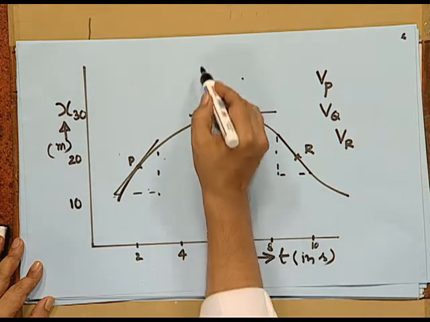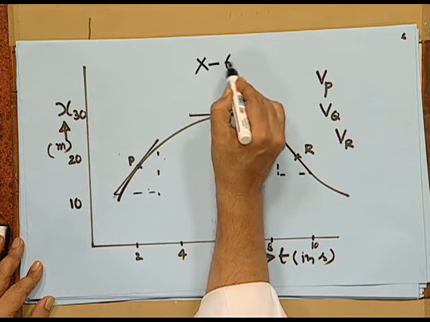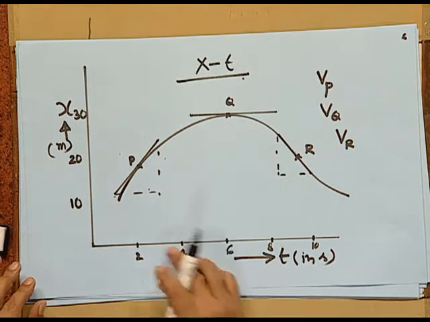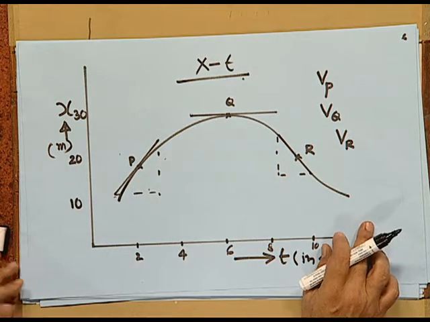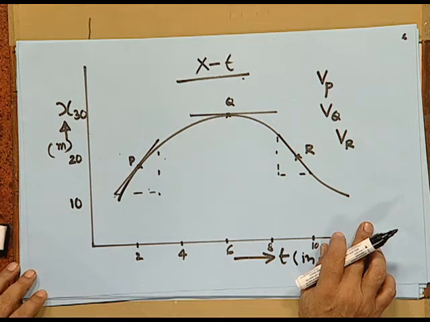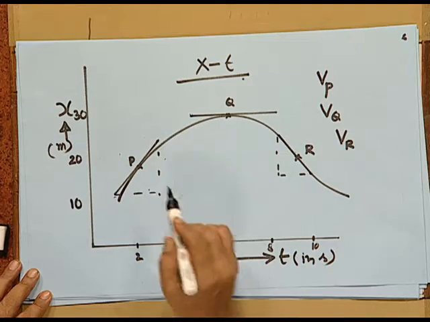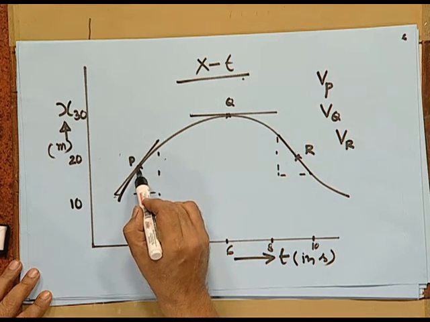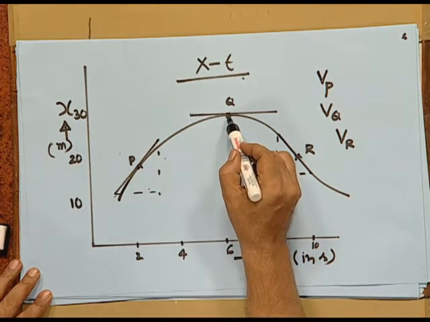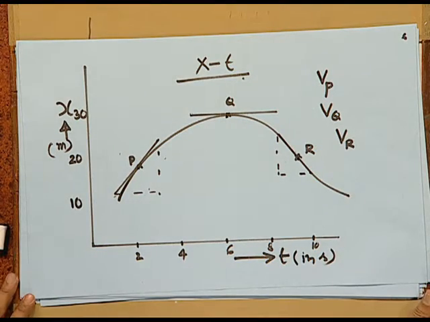Now, let us look at another position time graph, that is change of position with respect to time, the x t graph. The position is continually changing, the object is moving in a straight path, but the change in position is indicated along the curve. Can you find out the instantaneous velocity at P, at Q, or at R? Can you compare the instantaneous velocities?